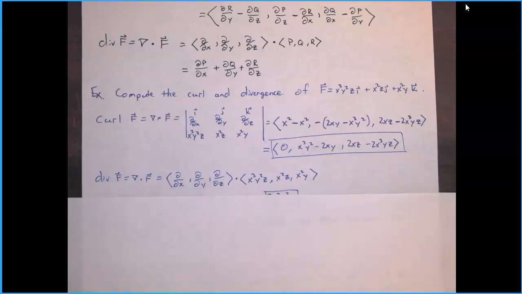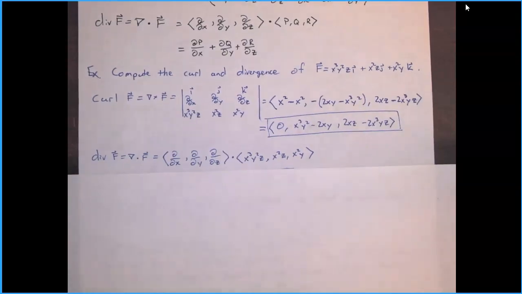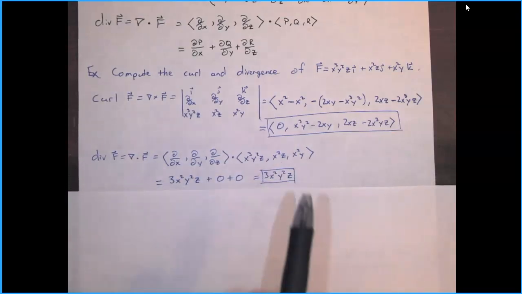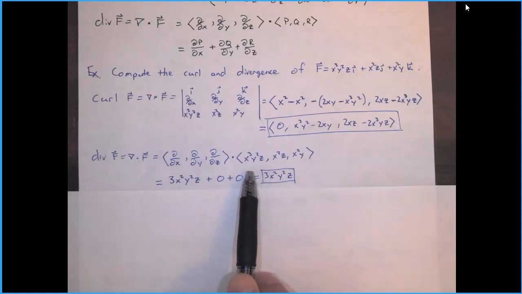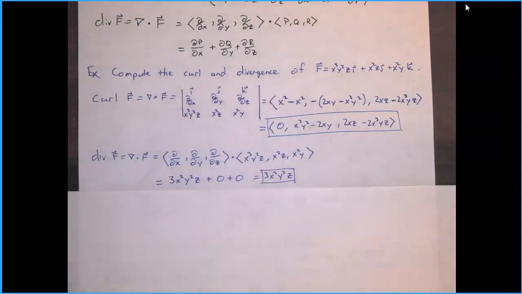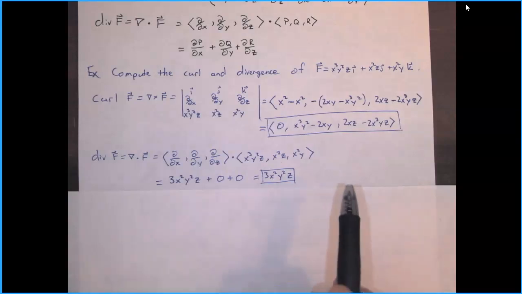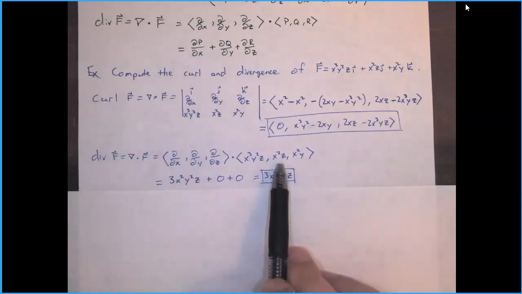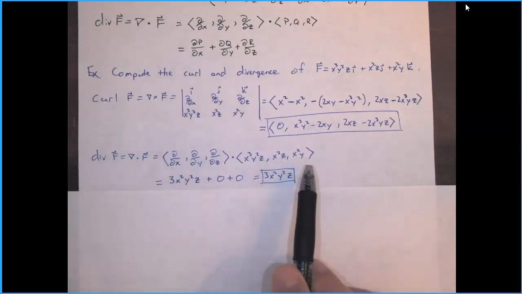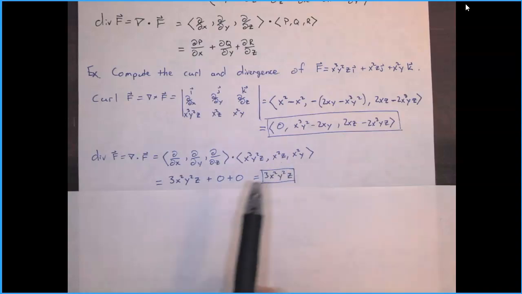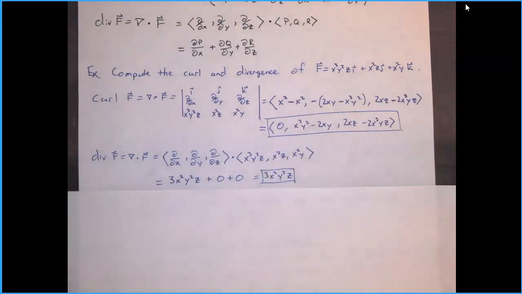Now to take the divergence, it's a lot less work. I just need to calculate these three partial derivatives and add them together. So the partial derivative of the first component with respect to x is 3x squared y squared z. The partial derivative of the second component with respect to y is 0. Partial derivative of the third component with respect to z is 0. So then the divergence is just 3x squared y squared z.